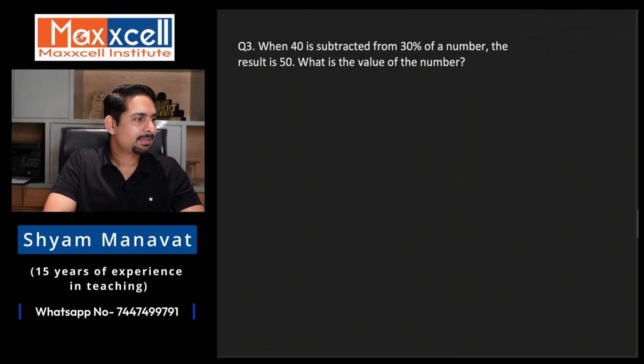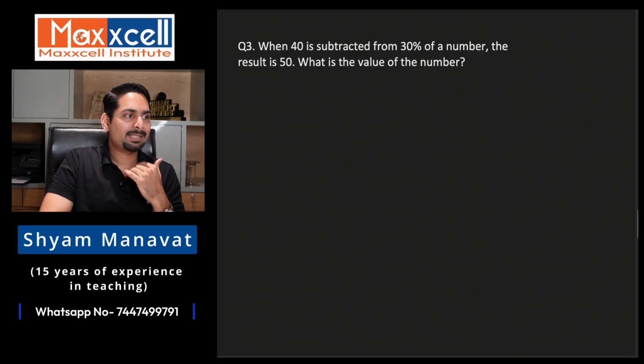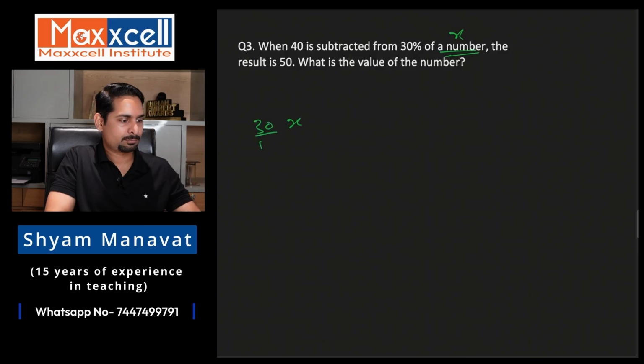Okay. Let's come to question number 3. When 40 is subtracted from 30% of a number, the result is 50. This is an easy question. We can directly do that. First of all, we have to assume that number to be x. So 30% of a number, you subtract 40 from it, and the result is 50.